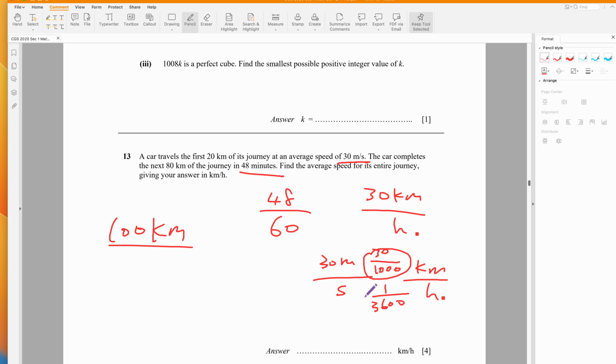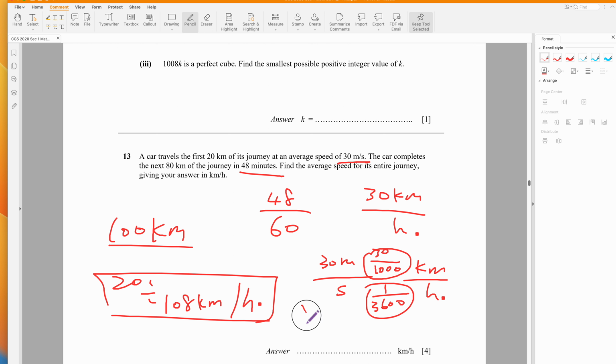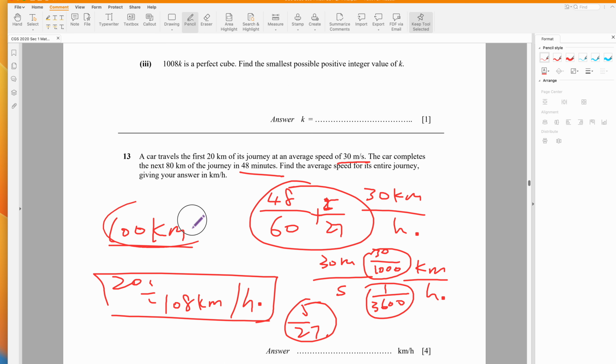Can you help me out? Just this one divided by this. 30 over 1000 divided by 1 over 3600. Yeah, 108. So it's 108 kilometer per hour. So you need to use 20 divided by this one, and I got 5 over 27. Very good. So this is the time, right? So this time plus this time, 5 over 27, this is the total time. Then this is the total distance. Total distance divided by the total time. I got 133 over 135.